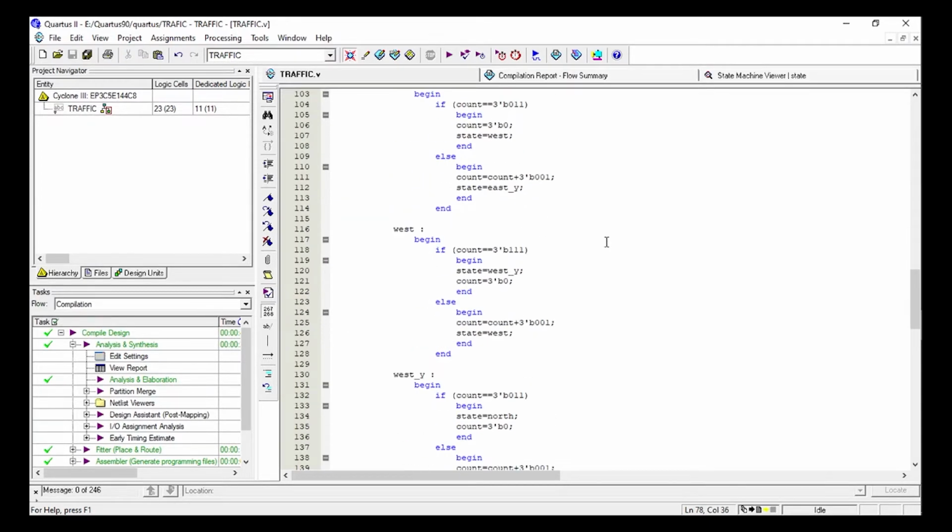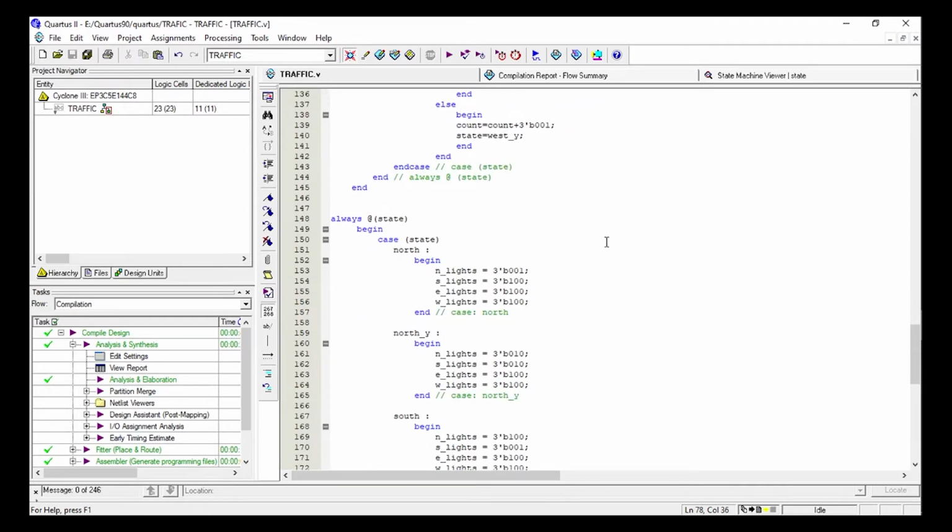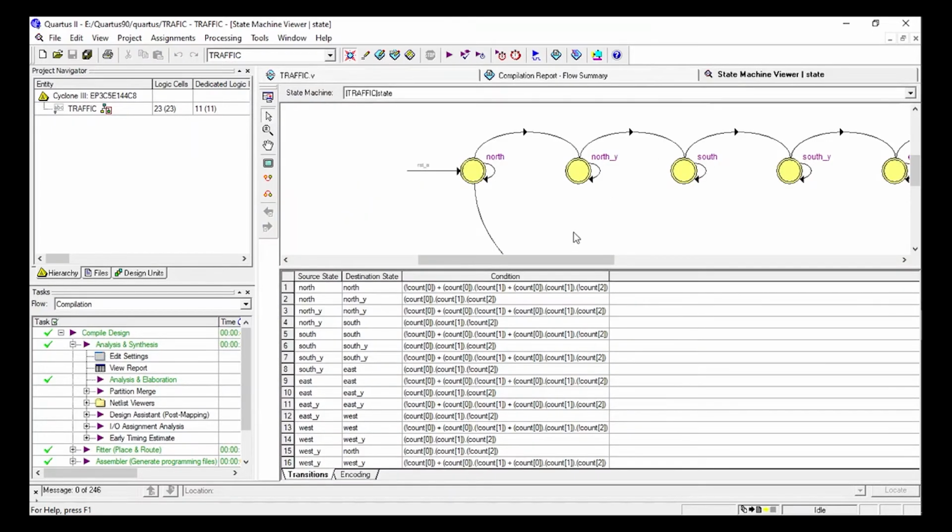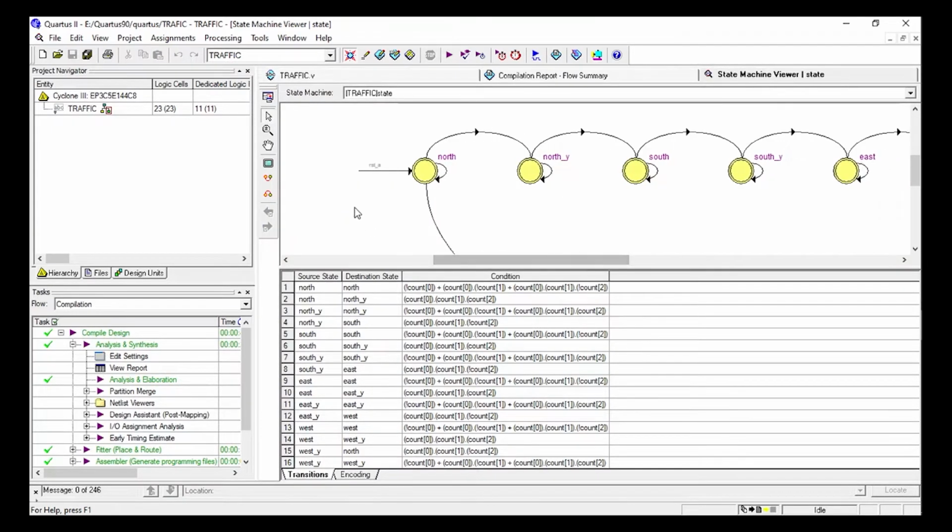In this way we have designed the 8 states, and after every 8 seconds the counter goes from 0 to 7 and the state changes. We can see this also in our state diagram. In our state diagram we have given a reset signal and the north state.